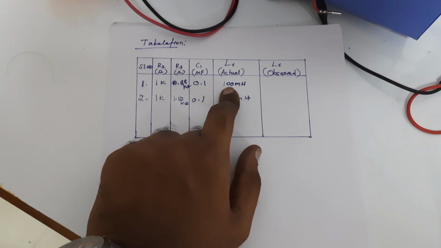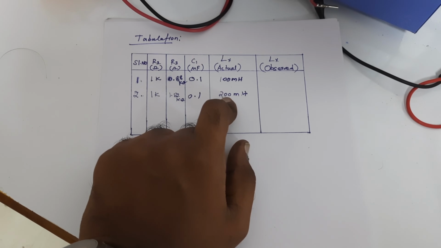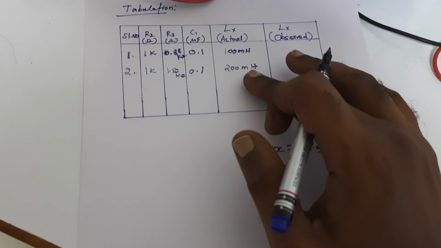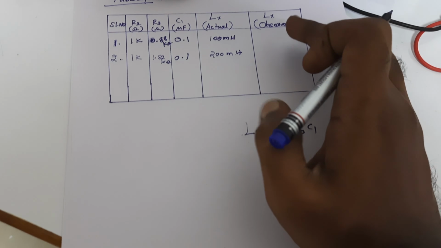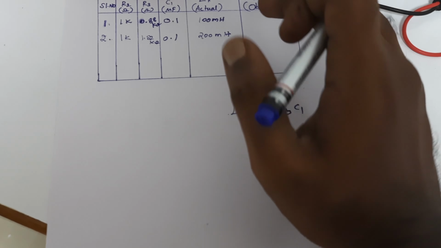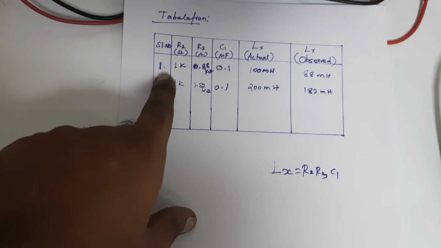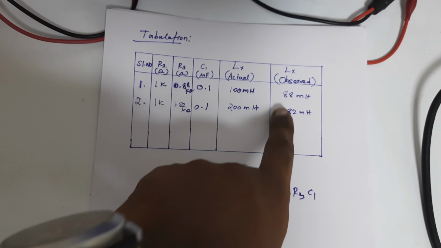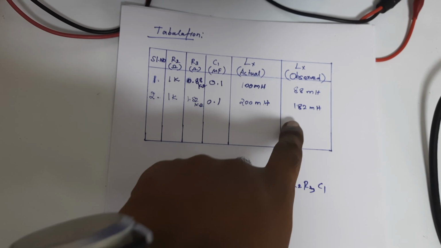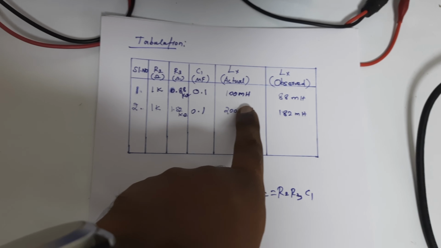Now we are going to calculate the unknown inductance. Already we know the unknown inductances. The first unknown inductance is 100 millihenry. The second unknown inductance is 200 millihenry. These are the actual ones. But in this experiment we are going to calculate the unknown inductance. The unknown inductance Lx is obtained by using this formula: Lx is equal to R2, R3 and C1. After substituting the first reading in this formula, we get 88 millihenry, and for the second reading we get 182 millihenry. So it is almost similar to the actual value.